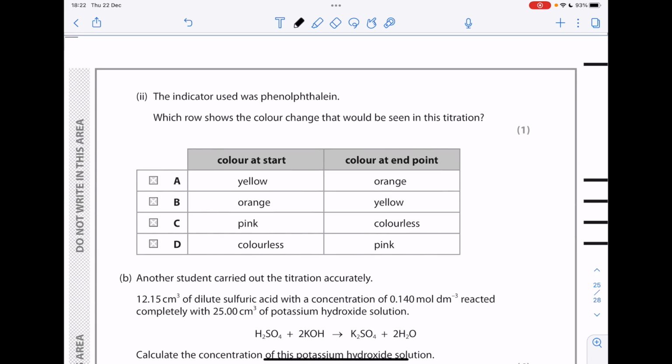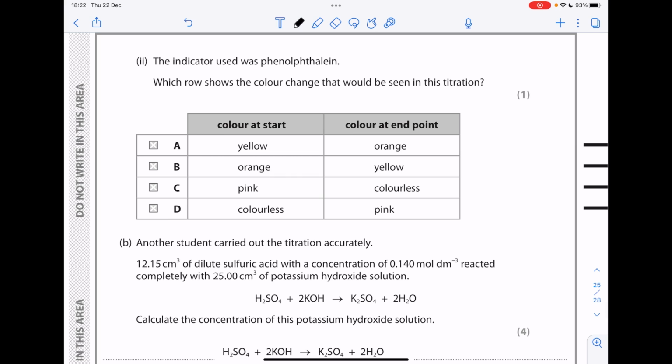The indicator used was phenolphthalein, which row shows the colour change that would be seen in this titration. So because you're starting with an alkaline solution, you're going to start with it being pink and then the end point will be colourless. So the answer here is C.